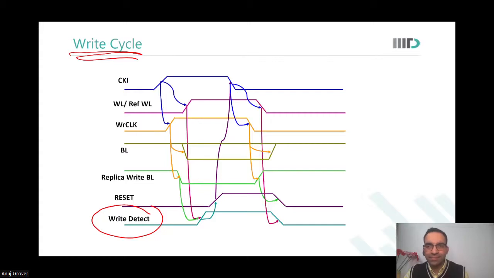Anything else? But sir, when we are detecting write detect, that can cause stability issues because if you're reading it, right? So write detect would come from the write replica bitline. Okay. Not really worried about stability then.